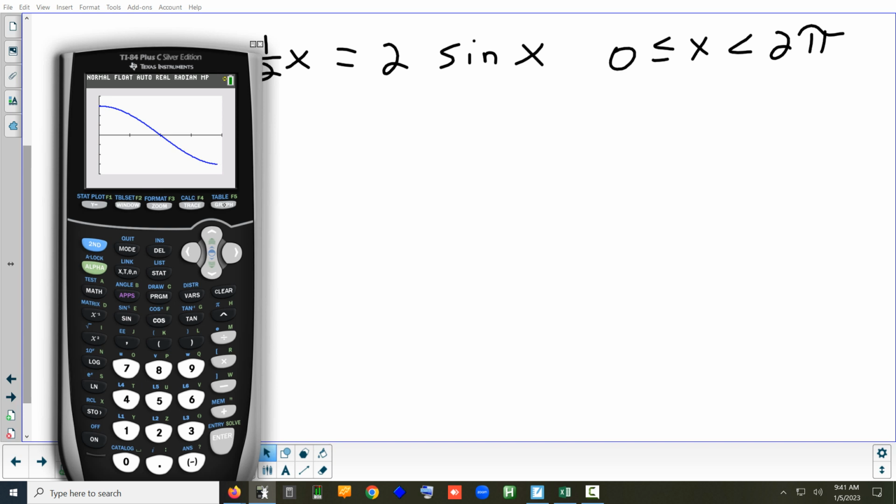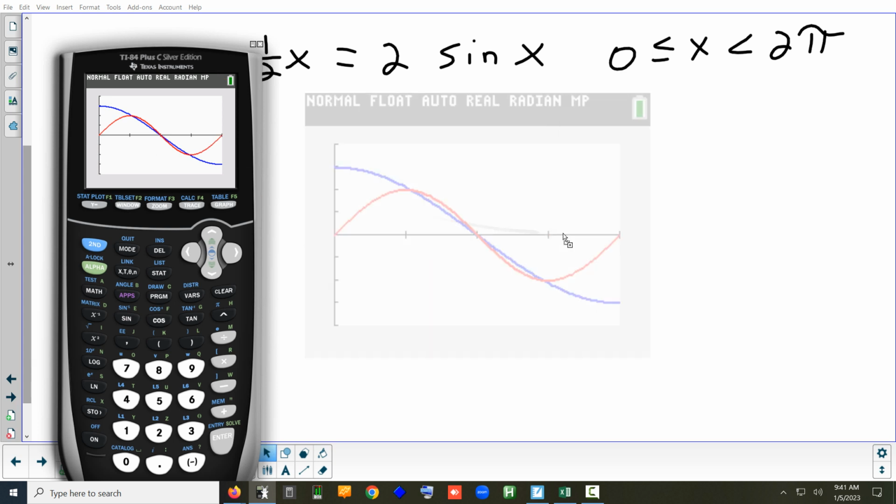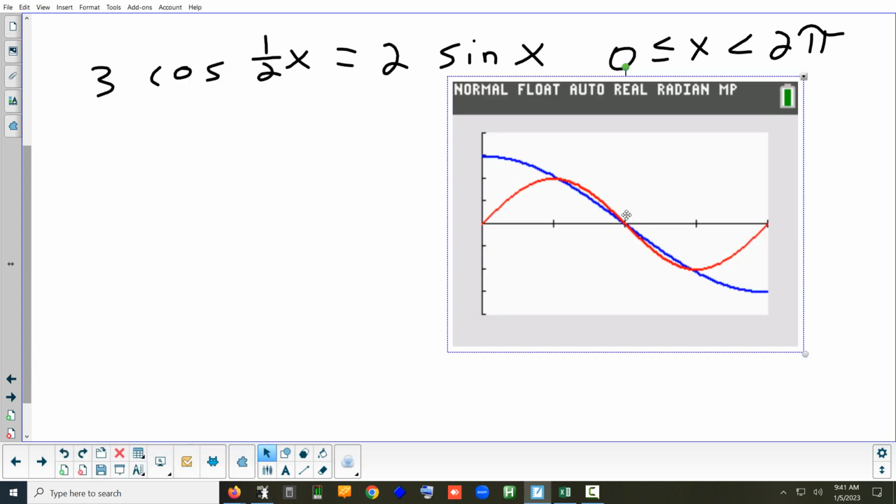So there's the left one. There's the right one. And you just have to look at it a little bit carefully, make sure you don't miss anything. How many times does it look like they cross? Yeah, 3 times. So for this problem, you'd have to calculate 3 intersects.